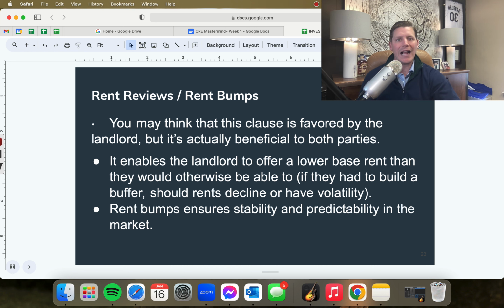So to go back, I've got a couple buildings. I've got 9 buildings right now that are all triple net, and I've got one building that's a gross lease.